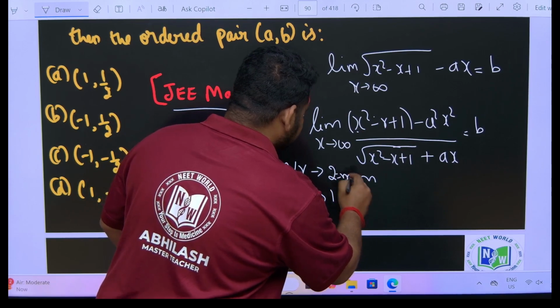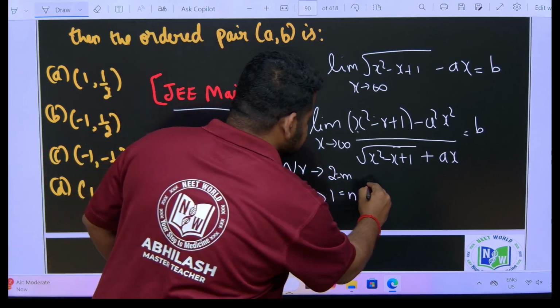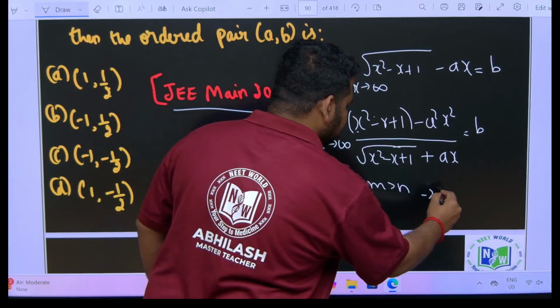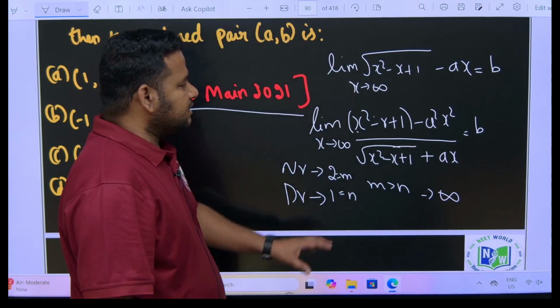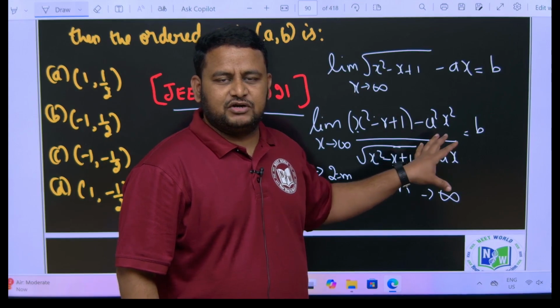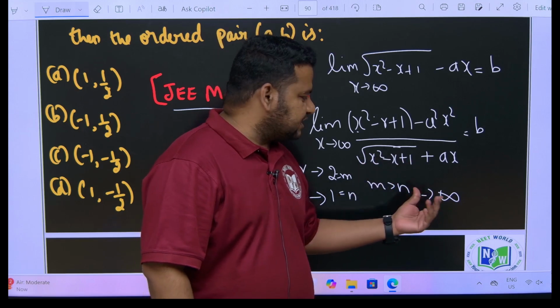So here m is greater than n, friends. m is greater than n means the limit will be equal to infinity. But this limit, they have made it equal to b. So we have to do some modification so that we don't get infinity as the answer.